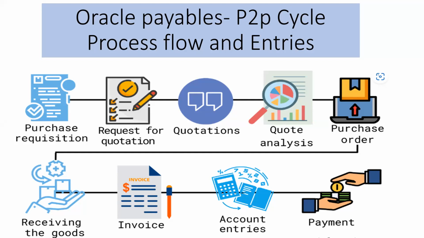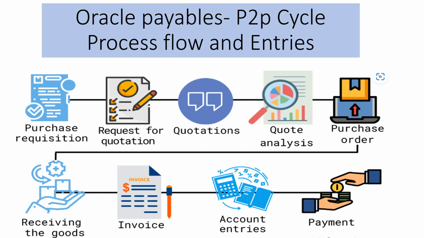So each box will give a clear understanding about how the process will happen in the application. It will start from purchase requisition, request for quotation, quotations, quotation analysis, and purchase order. So these first 5 boxes come under the SCM modules, supply chain modules, which will be integrated with the payable module.